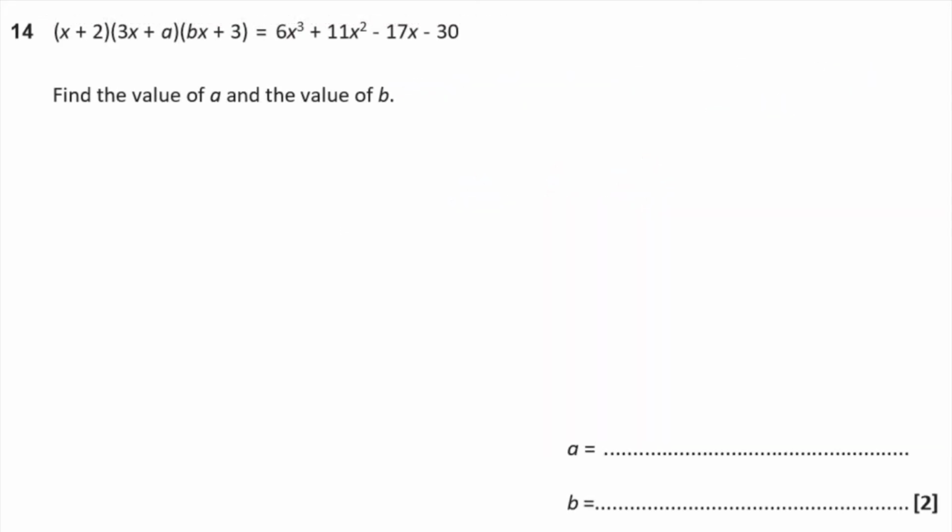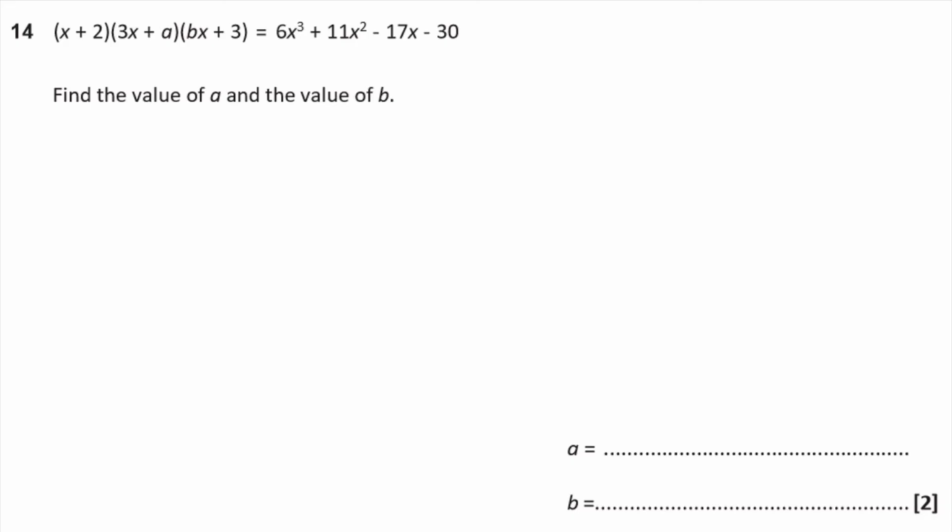Question 14, we've got (x + 2)(3x + a)(bx + 3), and that's equal to 6x³ + 11x² − 17x − 30, and we need to find the values of a and b. Okay, now I think what we're going to do here, we've got triple brackets, which I'm going to try and multiply out as best I can and then compare them with the other side to see if I can work out what the values of a and b are, using a technique called comparing coefficients.